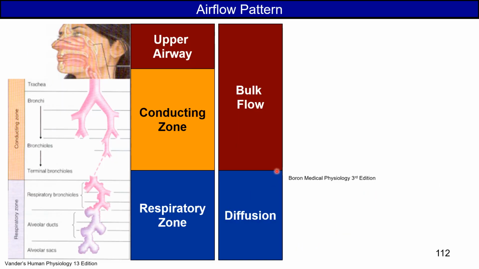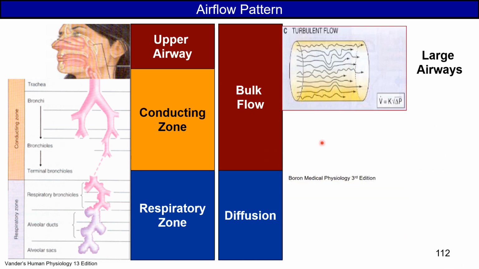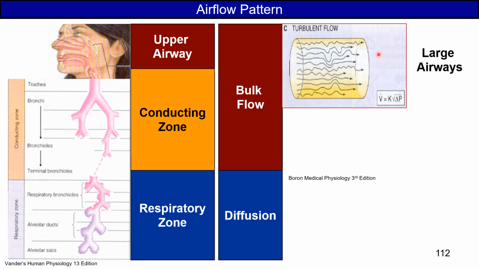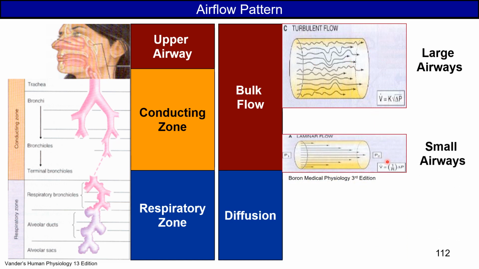So the bulk flow that occurs in the conducting zone can assume three patterns. Okay, in the large airways, it is a turbulent flow pattern. In the small airways, it is a laminar flow pattern, and somewhere in between is the transitional flow pattern.